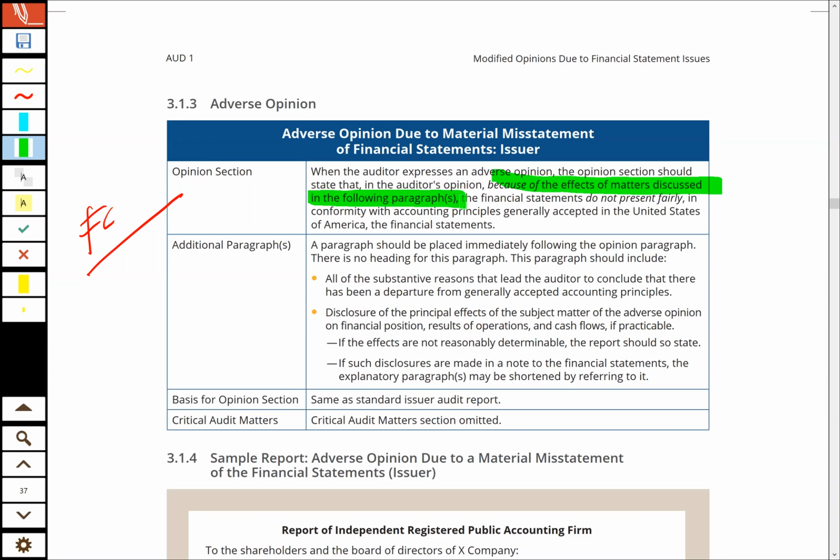Okay. And then what? The additional paragraph. Now, instead of explaining the reasons for your qualification, you're explaining the reasons for your adverse, and then the basis for the opinion and the critical matters don't change. Okay. So flashcard that structure. You have to use the words because of.